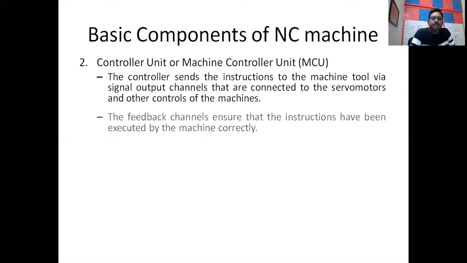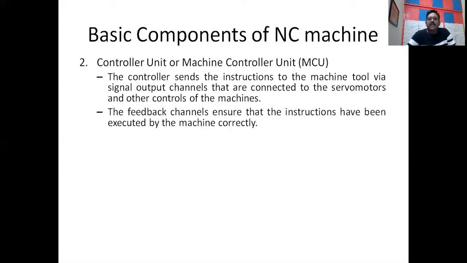Now, the feedback channels, what happens? The instructions are given. Now the machine has started functioning. Now we should see whether the machine is following the instructions given to it correctly or not. That means there should be a control, a check on whether the machine is following the given instructions correctly or not. Therefore, the feedback channels ensure whether the instructions have been executed by the machine correctly or not. So this is a very important thing.